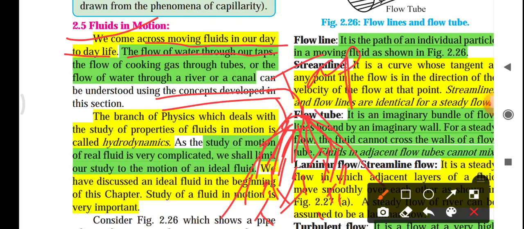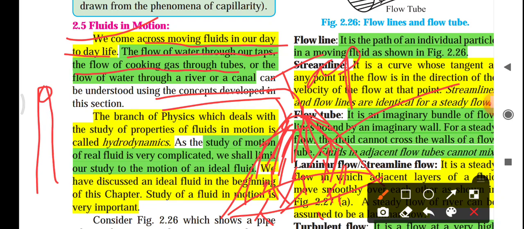The moving thing is known as the fluid. Now the motion of this water, or the flow of water, is not steady, not stable. There is a divergence. Another example is the flow of cooking gas through the tubes. In the gas cylinder we have a tube, and the gas is flowing through the tube. This is also one of the examples of fluids which are in motion.